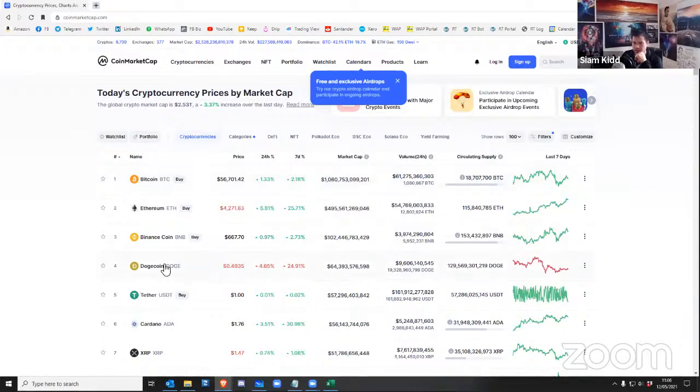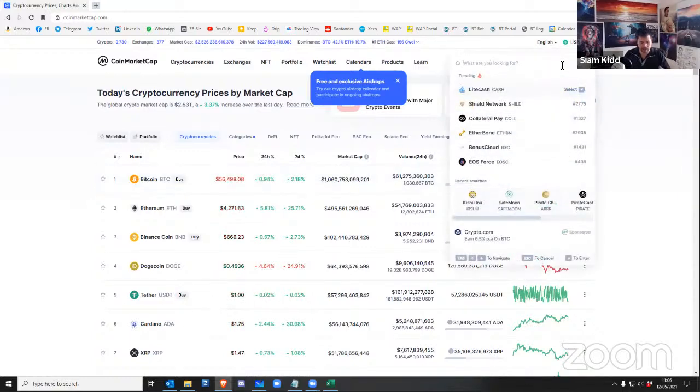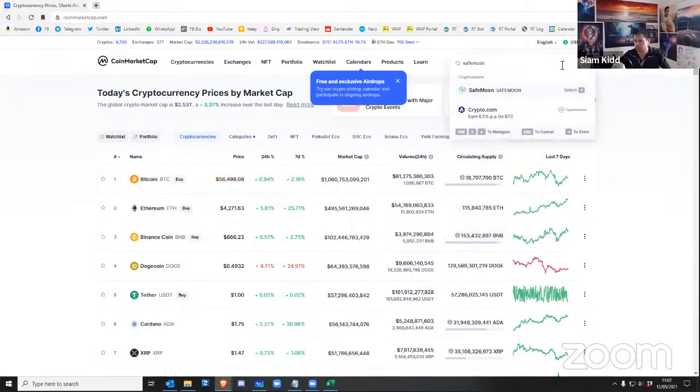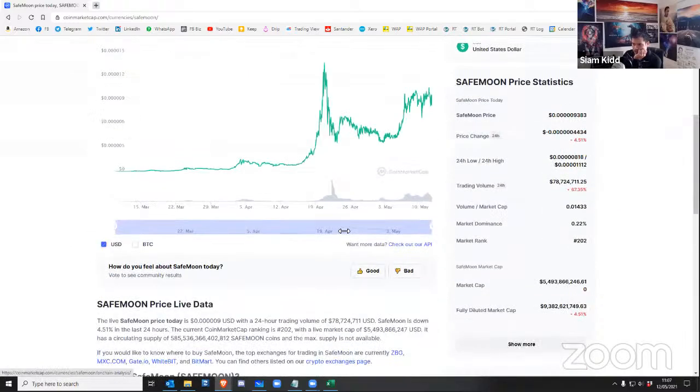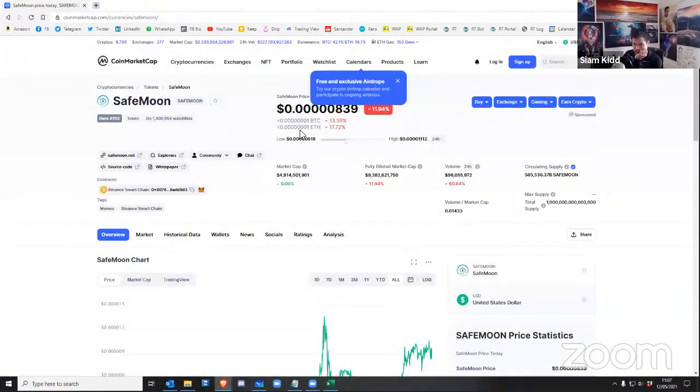That is a lot of money. I personally can't see $1 trillion running into Doge. And it's the same with all sorts of different things like Safe Moon, mooning. Safe Moon is another shitcoin that everyone's piling into.